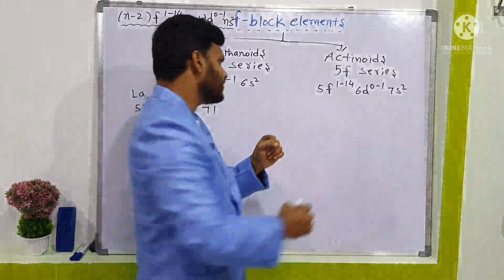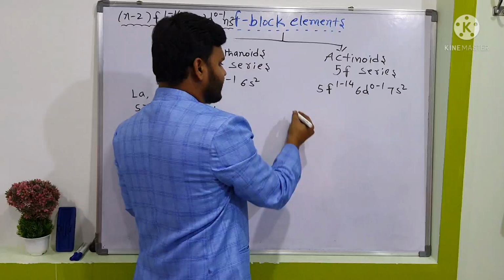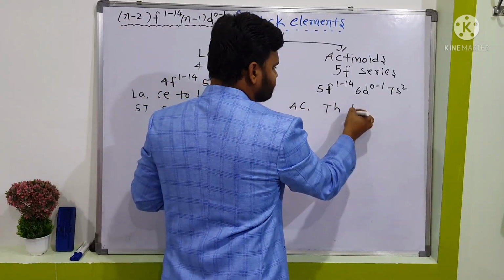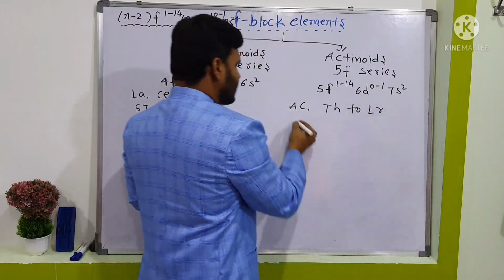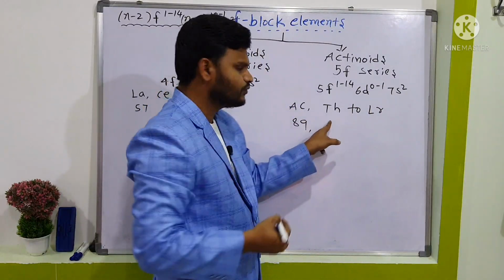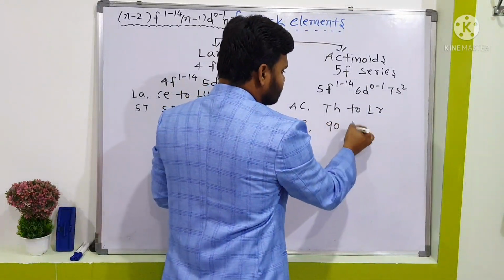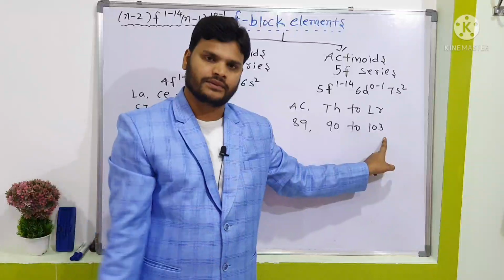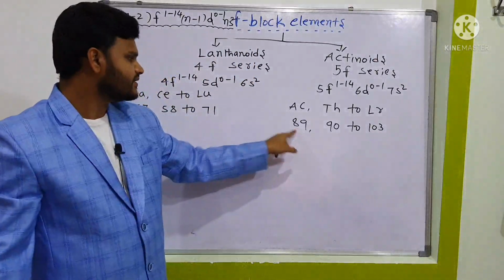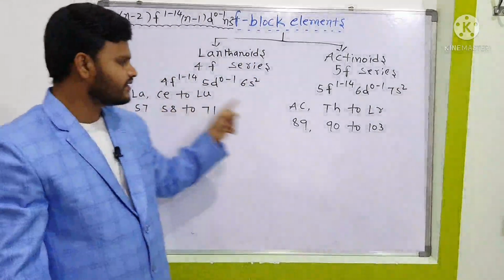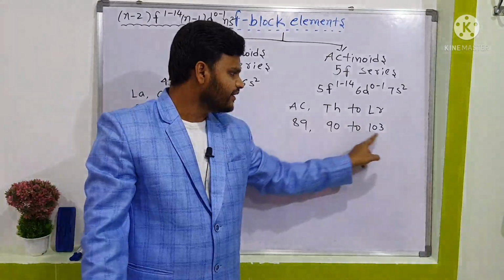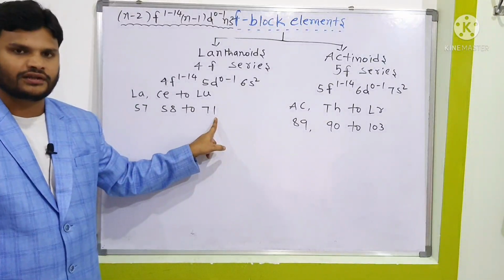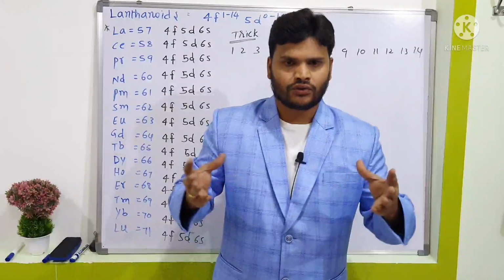Next, for actinoids, after actinium it started. So actinium, next thorium, thorium to lawrencium. Actinium has atomic number 89, thorium atomic number 90, so 90 to 103 means 14 elements. You don't consider lanthanum and actinium; they are D block elements. So 90 to 103 is 14 elements, and 58 to 71 is 14 elements. Is it clear? Okay students.